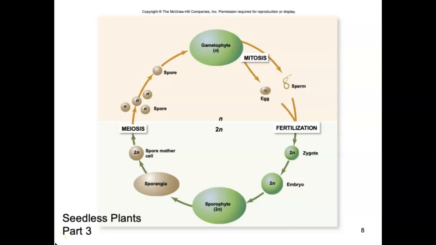Okay, so at this point, we should be ready to start talking about the different groups of plants. And what I want us to do is talk about these groups in their evolutionary order. It makes most sense to walk it through that way. And what were the earliest plants on land?